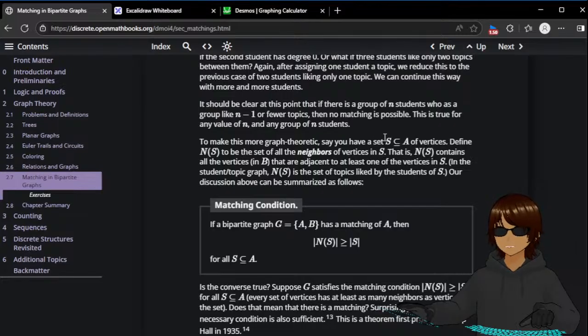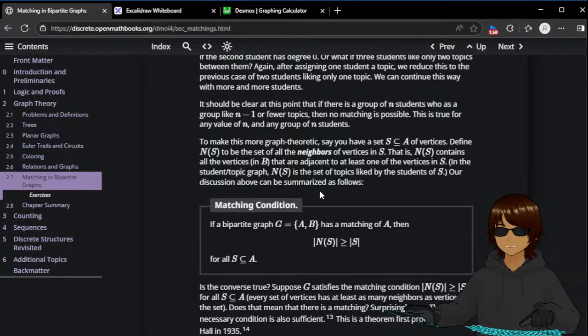Say you have a set S, which is a subset of A, and N(S) is the set of all neighbors of vertices in S. N(S) contains all the vertices that are adjacent to at least one of the vertices in S. N(S) is the set of topics liked by students of S.